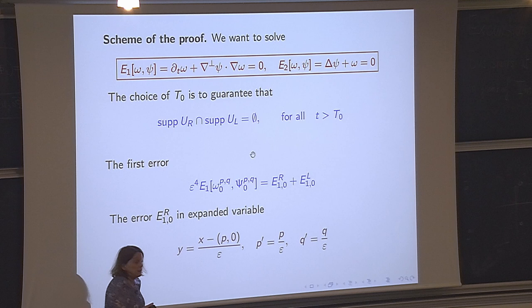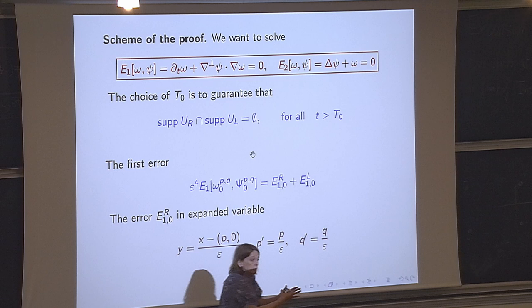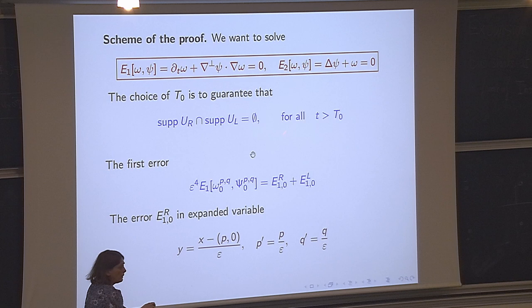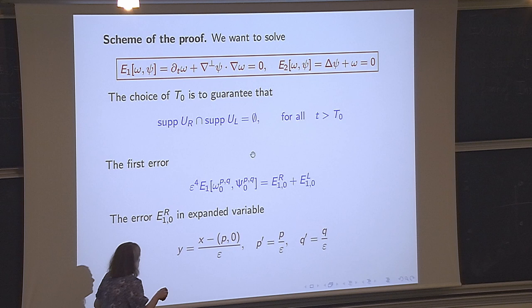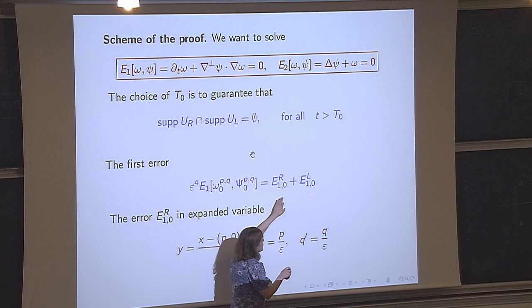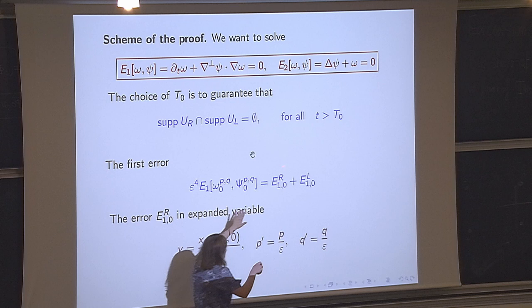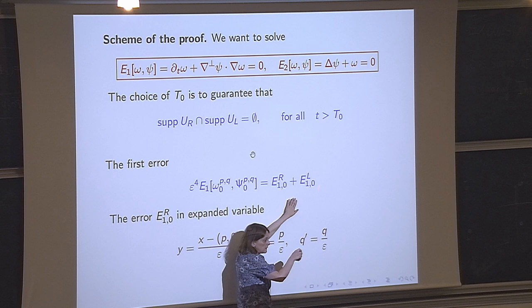And then we compute, because we add two things, we compute the error. If we add two things, the E2 goes well. But the E1, we have to check. So again, we multiply by epsilon to the power 4. And because of the supports that are separated in the vorticity, this error can be written as something that lives on the right plus something that lives on the left.